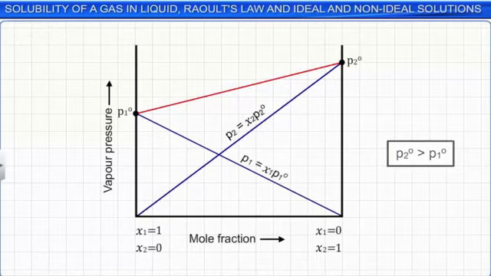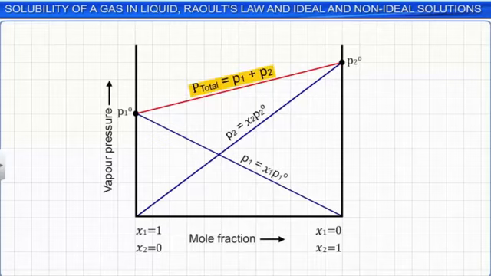Now the total vapor pressure of the binary mixture, P total, is given by the sum of the partial pressures P1 and P2. As you can see in the diagram, the solid straight line gives the plot of P total versus mole fraction.